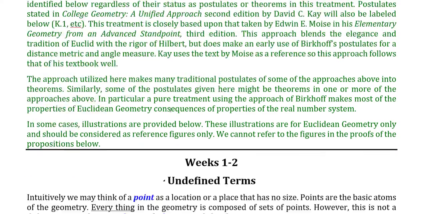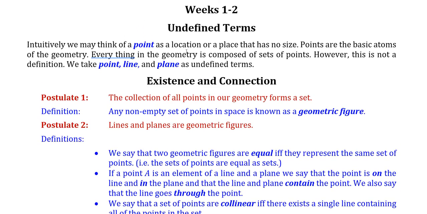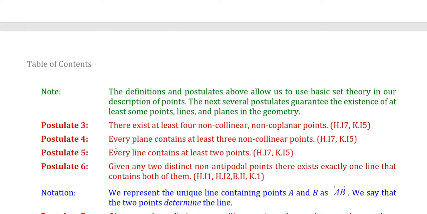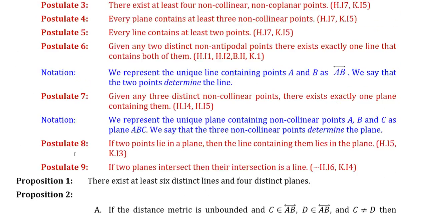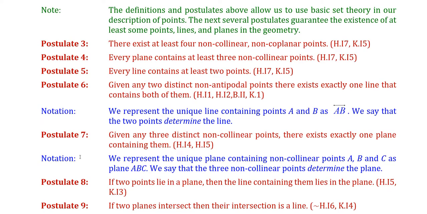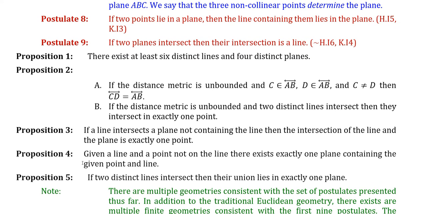So here's an introductory statement here. And these are the things we've already talked about. Here are undefined terms. And in red are our postulates. Definitions are in blue. Some notes are in green. And propositions are in black. So here we have our first 9 postulates, which we've talked about earlier. And we have our first few propositions. Here are the first 5.